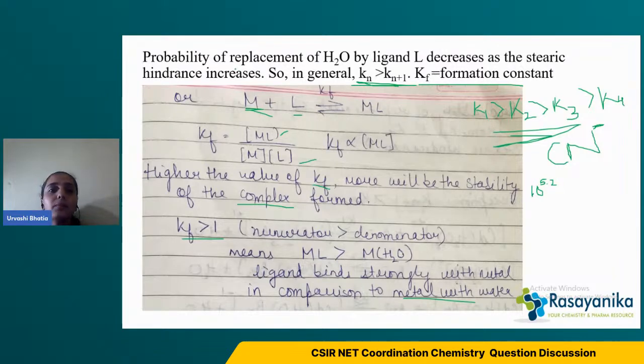Why? Because the probability of replacement of H2O by a ligand L decreases as the steric hindrance is increasing on adding the external ligand and removing the water molecules, right?